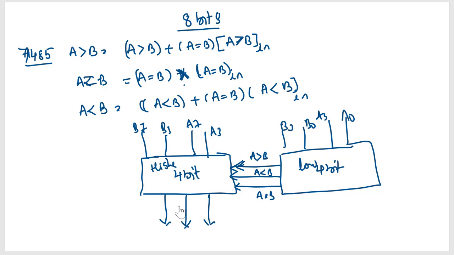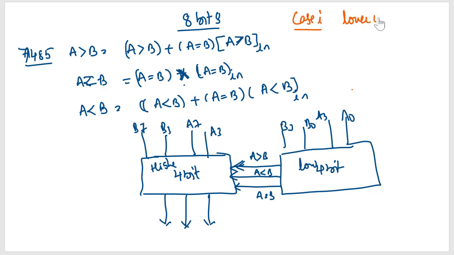But these 3 outputs will be a combination of comparison of a3 to a7, b3 to b7 plus the previous outputs, the previous output from the lower order bit. Now we'll try to see a first case. Now let's take the case 1.